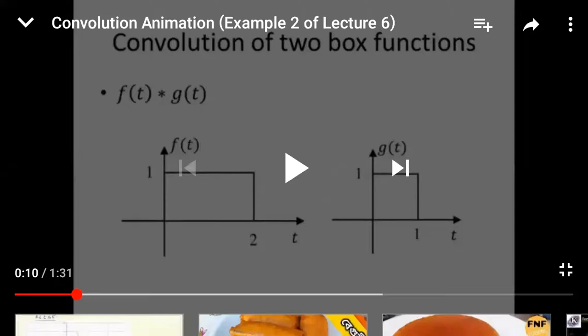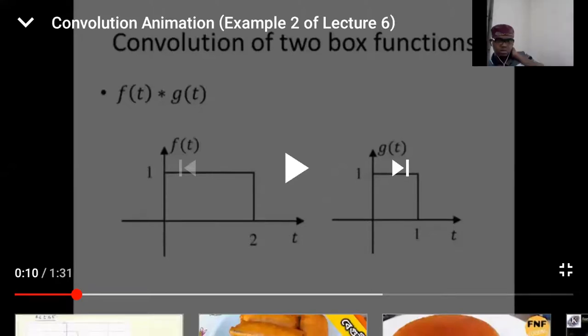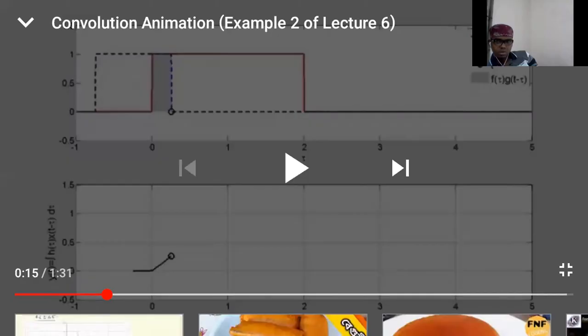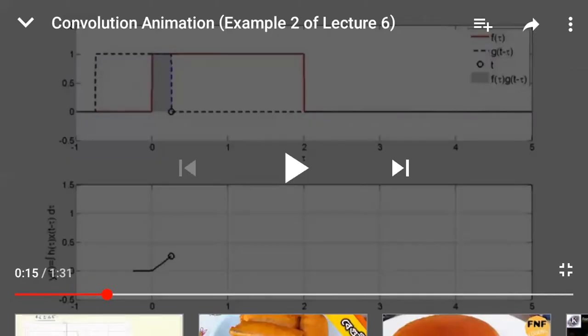Look, there are two signals. Can you see them? Yes, sir. So in convolution there will always be two signals, and you have to keep one signal fixed and reverse the other signal. Okay, so let's see what they are doing.